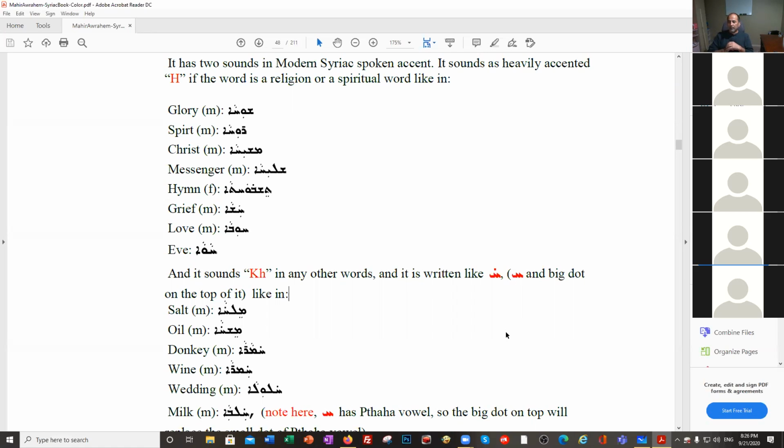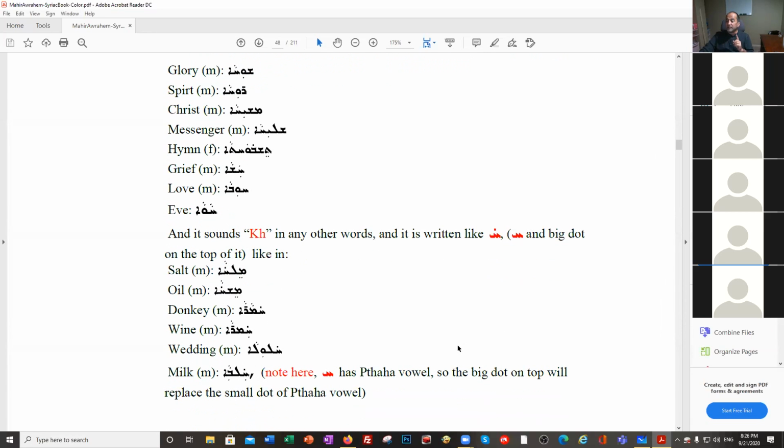Khmara, donkey. Khamra, wine. Khlula, wedding party. Wedding ceremony is barakhta. And finally, khalwa, milk or yogurt, we say khalwa.